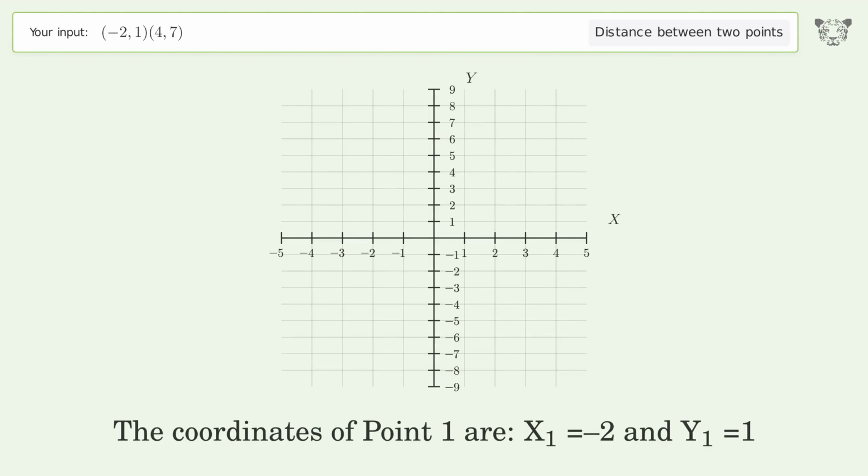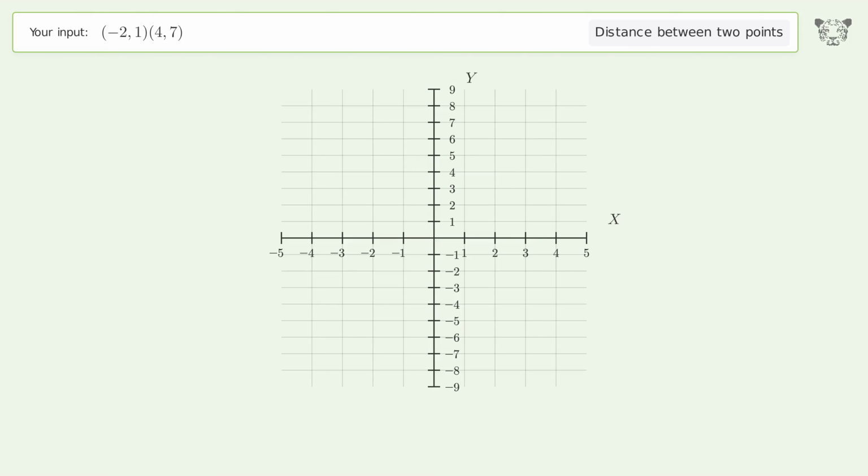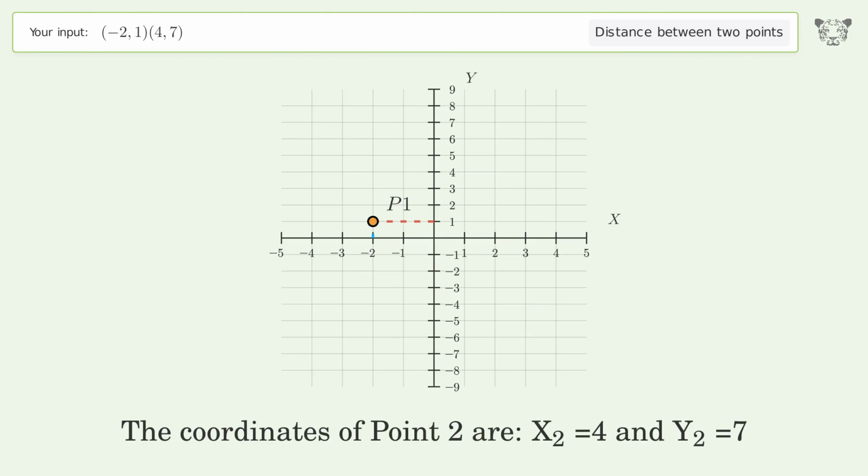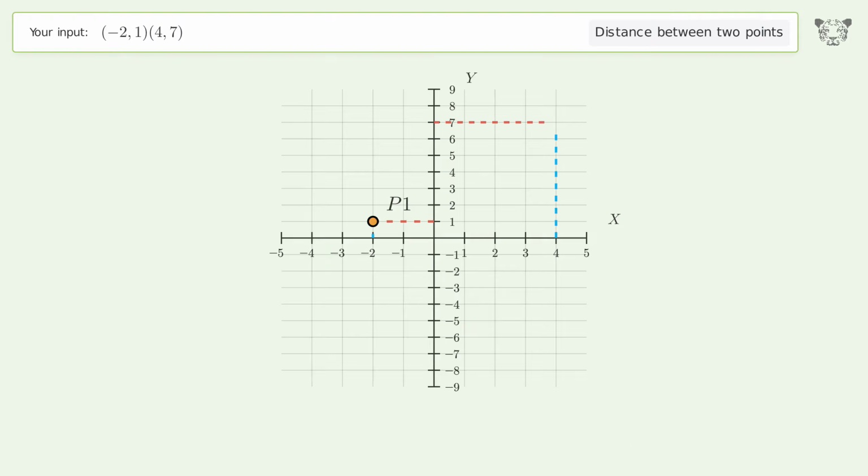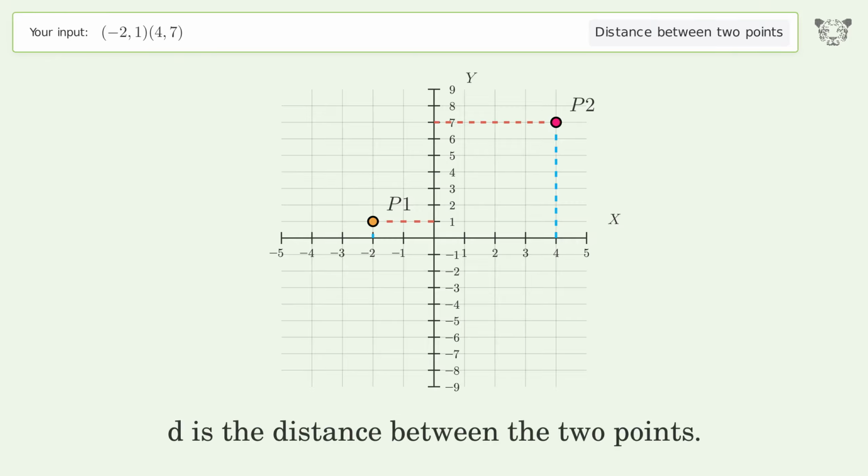The coordinates of point 1 are x1 equals -2 and y1 equals 1. The coordinates of point 2 are x2 equals 4 and y2 equals 7. D is the distance between the 2 points.